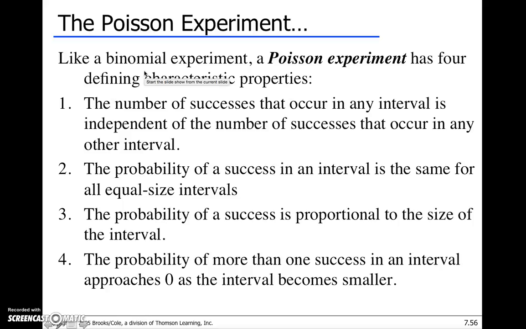We continue with the Poisson experiment. Like a binomial experiment, a Poisson experiment has four defining characteristic properties. Again, the number of successes that occur in an interval is independent of the number of successes that occur in any other interval. The probability of a success in an interval is the same for all equal-sized intervals.